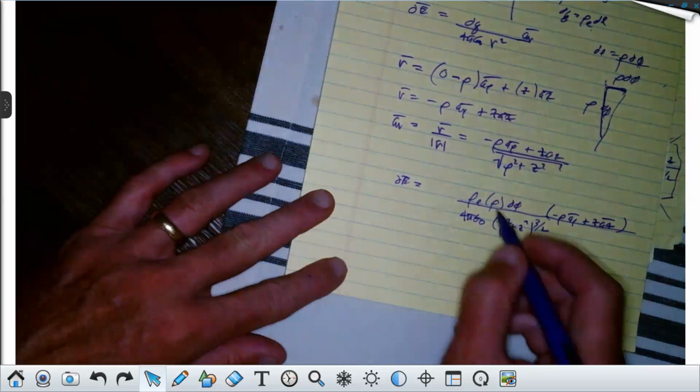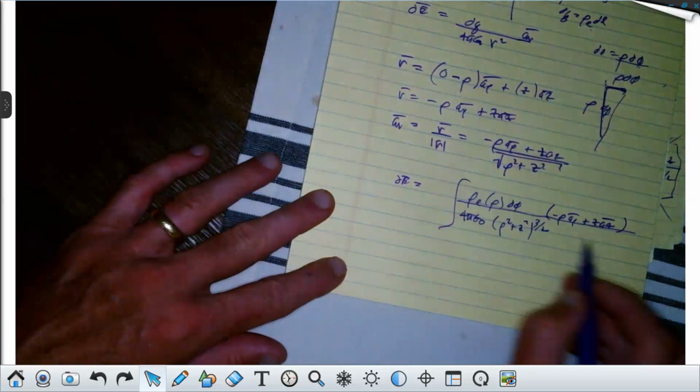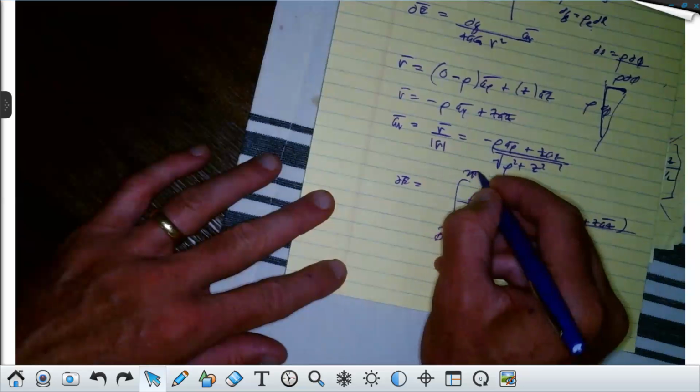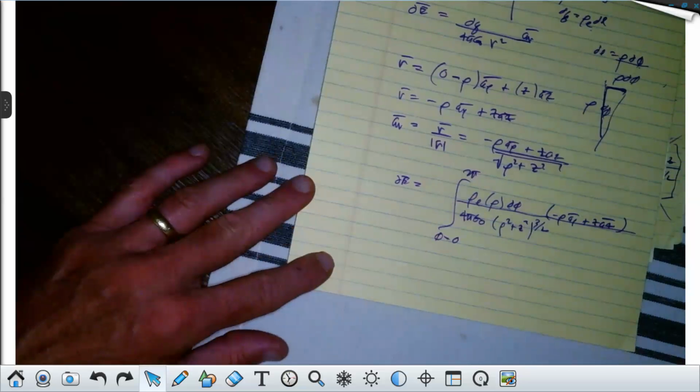Now you have to integrate this, and this is the interesting part. I have to integrate this, what? d phi. So phi goes from 0 to 2 pi. Y'all agree with that?